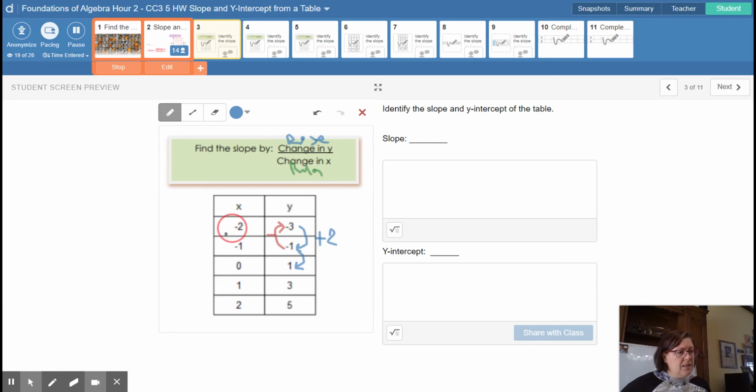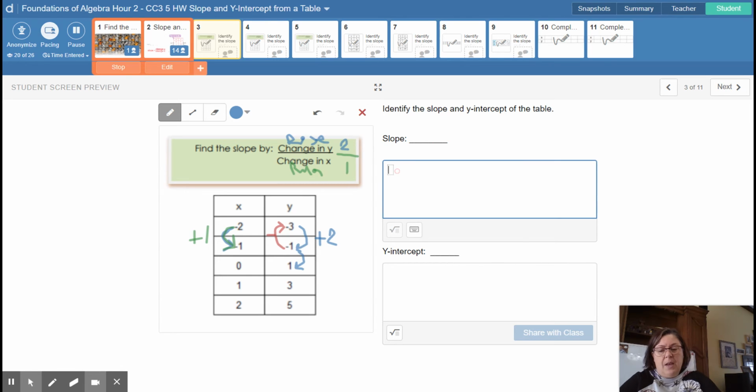And then I go over to the x's and I do the same thing. How are the x's changing? It's going up by 1. That is your run. So in this case, our slope is going to have 1 in the bottom because that's our run, and it's going to have 2 in the top because that's our rise. So then you can type this in on your slide as 2 divided by 1, or you could just do 2.